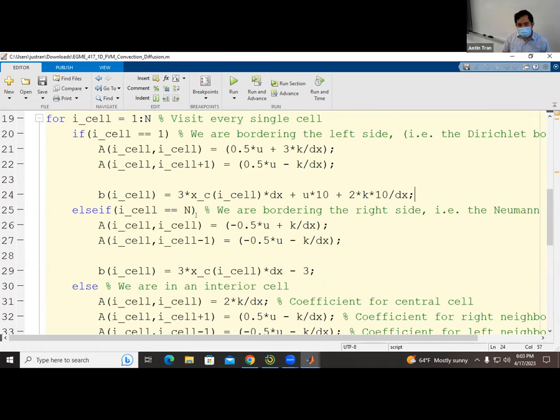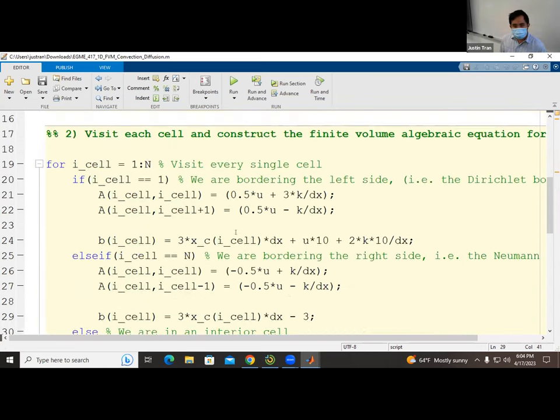Finally, we have the equation for the Neumann boundary condition, and that's what this else if is for. If I cell is equal to n, that means we're on the very right side of the domain, the very rightmost cell. We have a Neumann boundary condition. Our coefficients are the following. For phi sub c, we have minus u divided by 2 plus k over delta x. For the left neighbor, phi sub l, we have minus u divided by 2 minus k over delta x. For the right-hand side of the equation, we have 3 times xc times delta x minus 3, where 3 here is the Neumann boundary condition.